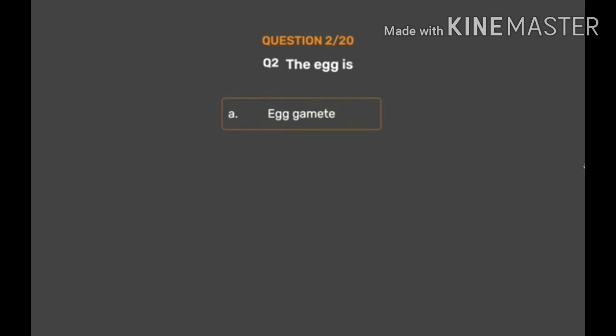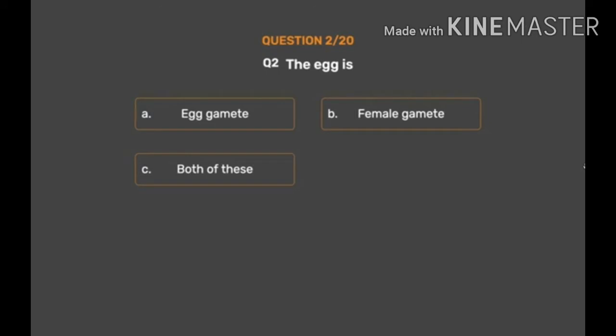Question number 2. The egg is option A, egg gamete. Option B, female gamete. Option C, both of these. Option D, none of these.